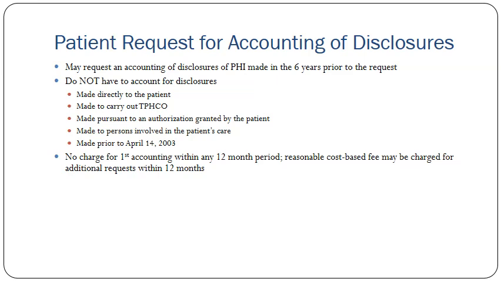The provider may not charge for the first accounting provided to the patient within any 12-month period. A reasonable cost-based fee may be charged for additional requests within 12 months. Some disclosures made to law enforcement agencies or as a result of a court order may not be subject to the accounting. The pharmacist should consult legal counsel in these cases, since the rules are complex and involve both state and federal restrictions.